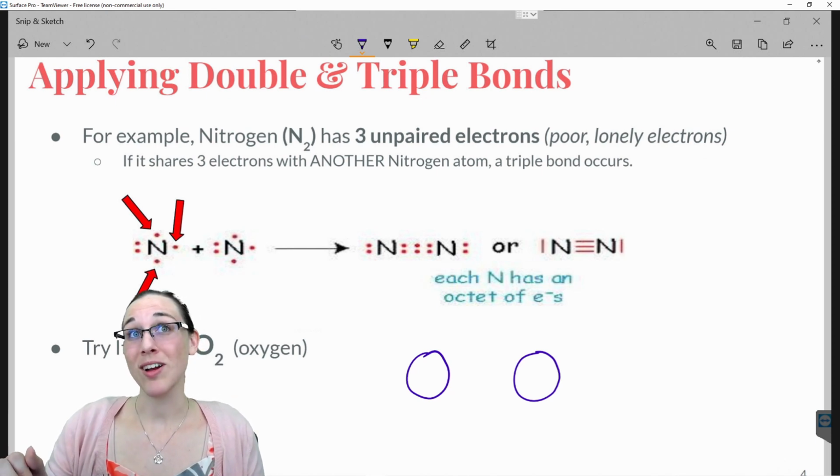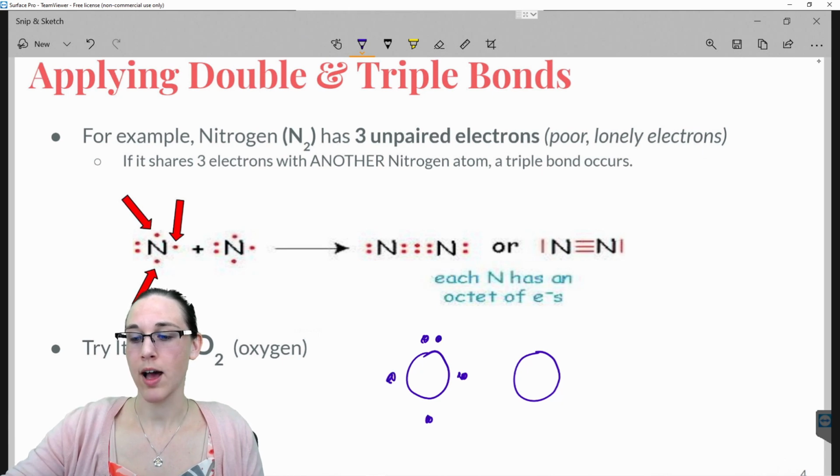So we're going to play ring around the atom. 1, 2, 3, 4, 5, 6. We need to do this for each atom of O.